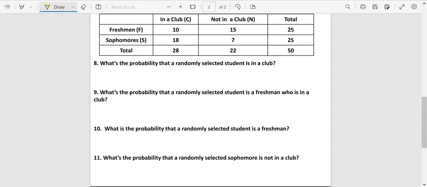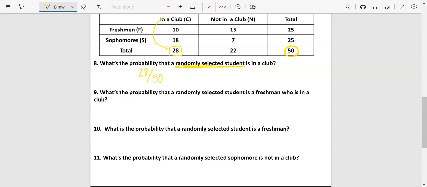It says, what's the probability that a randomly selected student, so we're picking from everybody, we are picking from our total, is in a club. So we want to look for the number of students who are in a club. Our total number of students in a club is 28, and we're going to have 28 all over 50. 28 students are in a club, 50 students total since we're picking a random student.